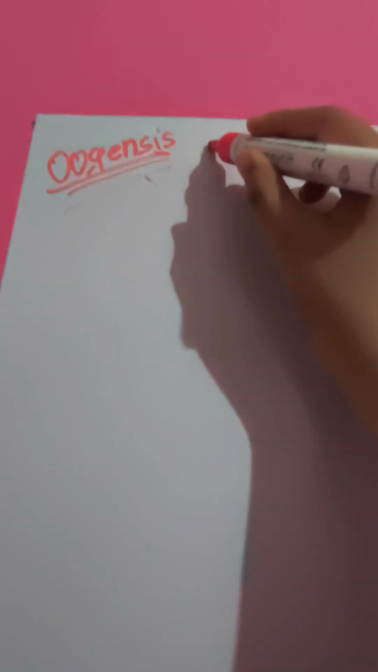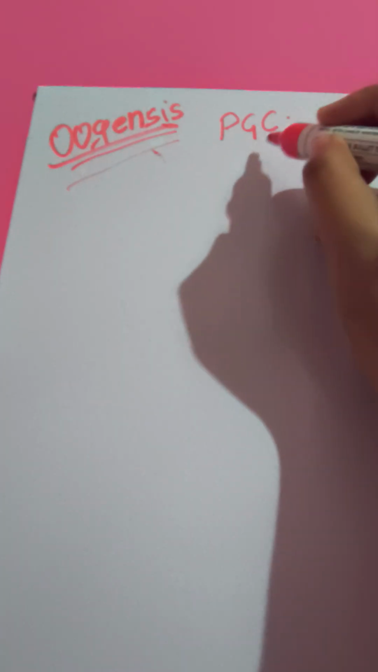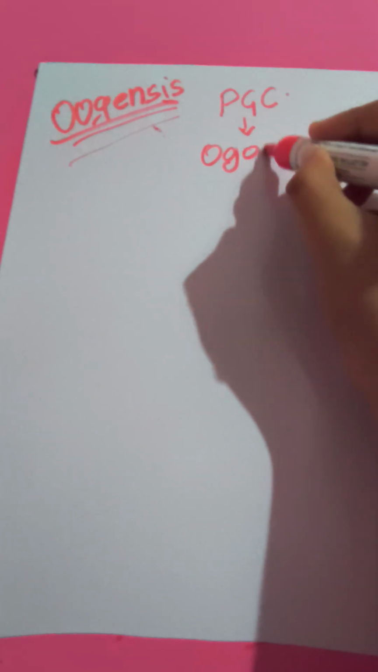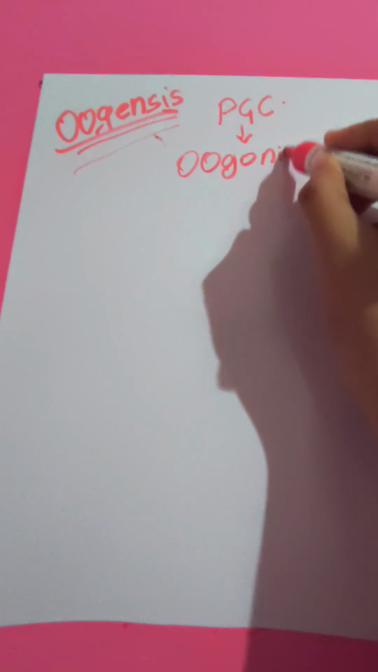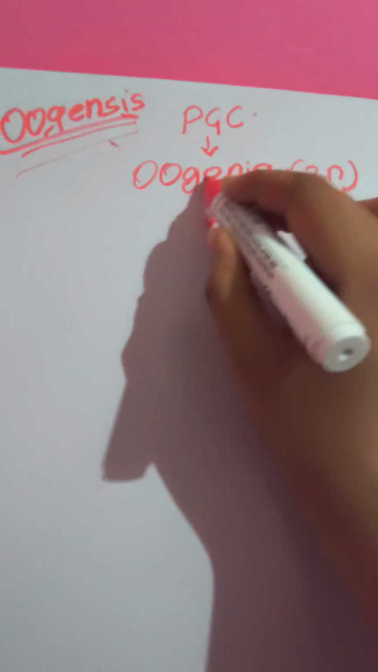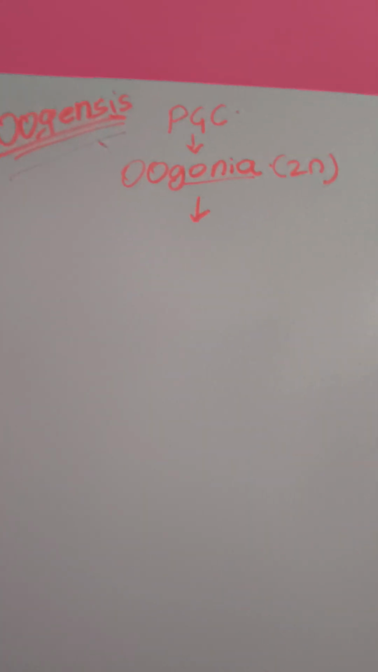First of all, there is a primordial germ cell. This primordial germ cell gives rise to oogonia. Oogonia are all diploid. Similarly, in spermatogenesis, males will have spermatogonia. This is diploid, so this is the mother cell. You notice that these gonia are diploid cells, the mother cells.